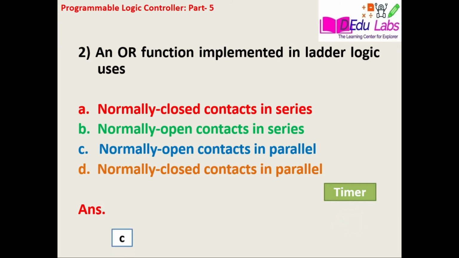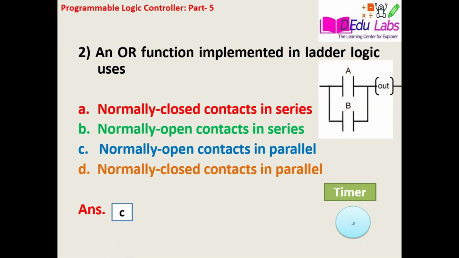The answer is option number C, that is, normally open contacts in parallel. See, as shown in the figure, input A and input B, two normally open contacts, are connected to each other. They look like a parallel connection. So when you implement the OR function, the two switches are connected like this, as shown in the figure. So the answer is normally open contacts in parallel. That is option number C.